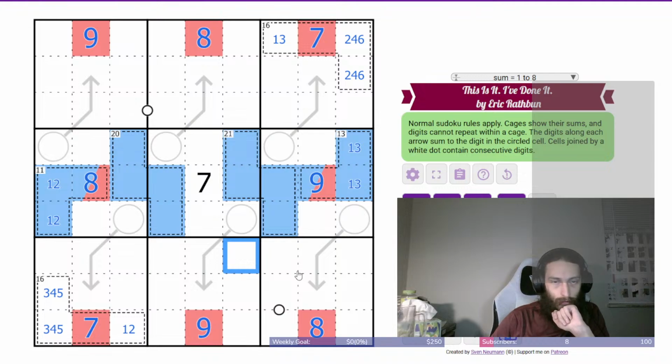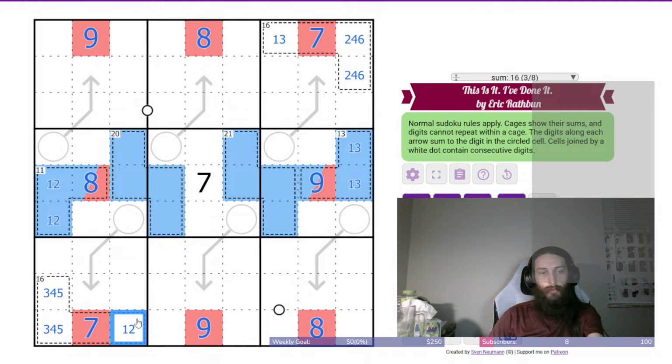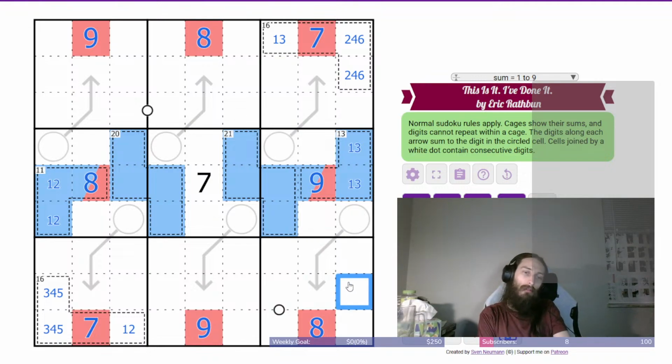Now that that's been resolved, where do we look next? Well, it's not super helpful, but this 1, 2 has to end up on this arrow, and this 1, 3 on that arrow. But I don't know if that means a lot, because it's just a single digit. Right.